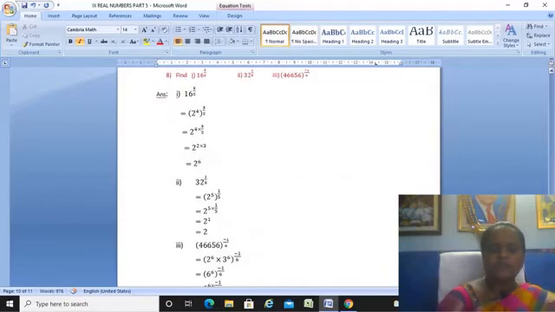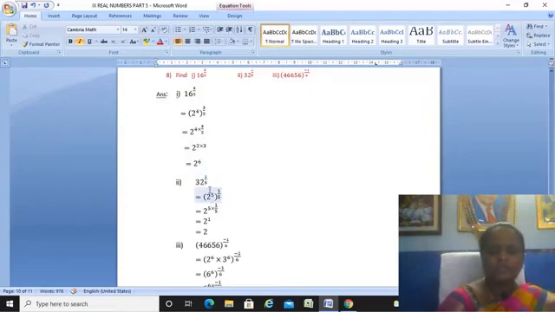Now let us move on to 8th question. First one, 16 whole power 3 by 2. Here 16 can be written as 2 power 4 whole power 3 by 2. So a power m whole power n formula, powers must be multiplied, 4 into 3 by 2, the 2s will get cancelled, and here 2 will be left out, and this 3, 2 into 3 is 6, 2 power 6 is the answer.